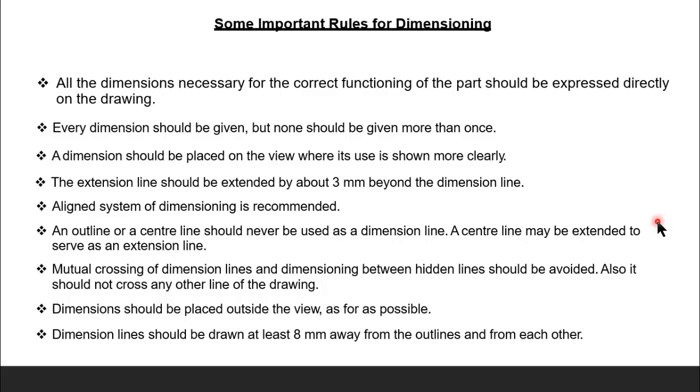The dimension lines should be drawn at least 8 mm away from the outline of the object. The dimension lines we draw parallel should be at least a minimum of 8 mm apart. In most cases we will maintain that. If it is not possible, we will try to fix it within that. But always try to keep at least a minimum 8 mm gap.